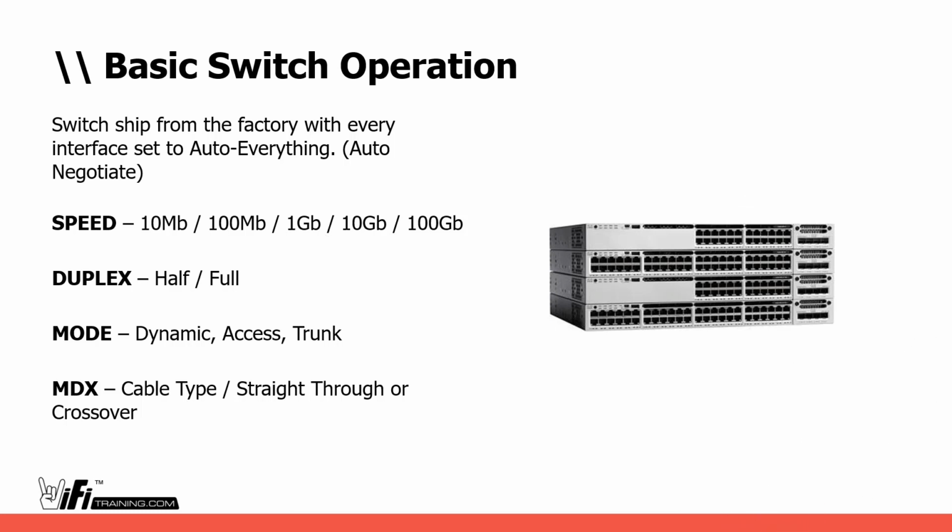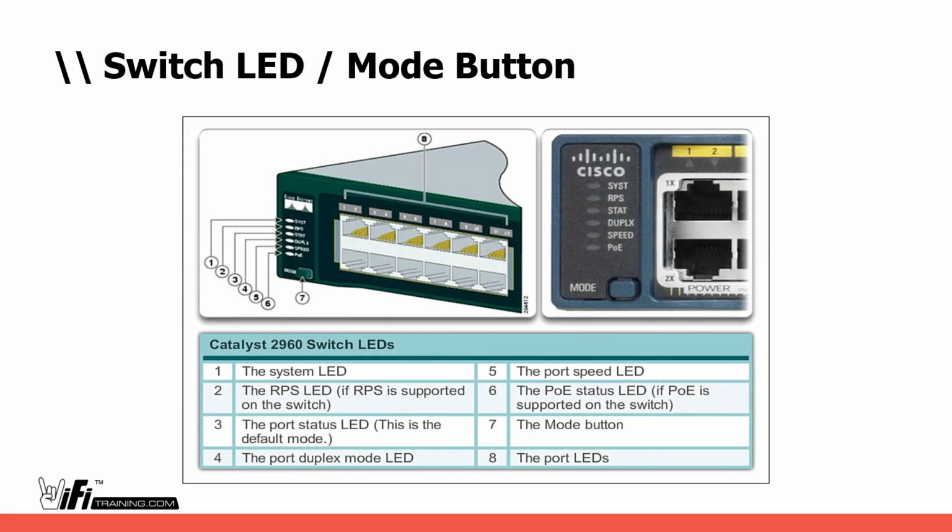All right. So this is the basics of the switch operation. Like I said, they can auto speed, auto duplex, they'll auto mode. We'll talk more about that mode thing later. And then they can auto detect the cable type that you're plugging into them. And again, switches have been extremely important to the evolution of technology. They've allowed us to communicate at extremely fast data rates.